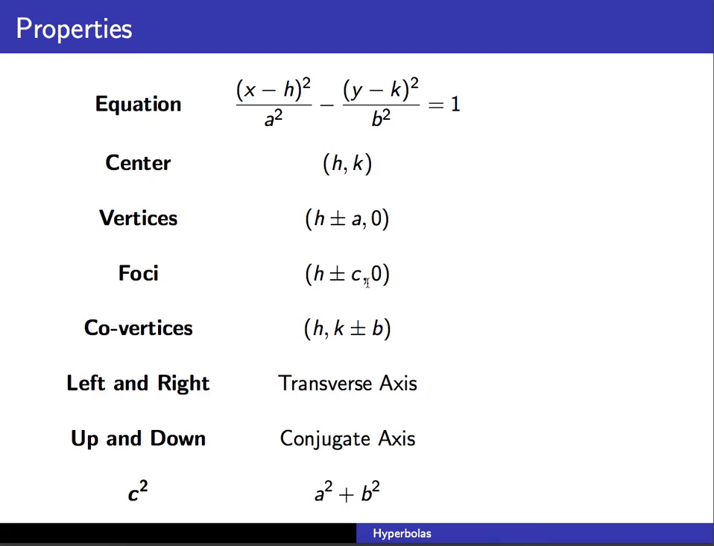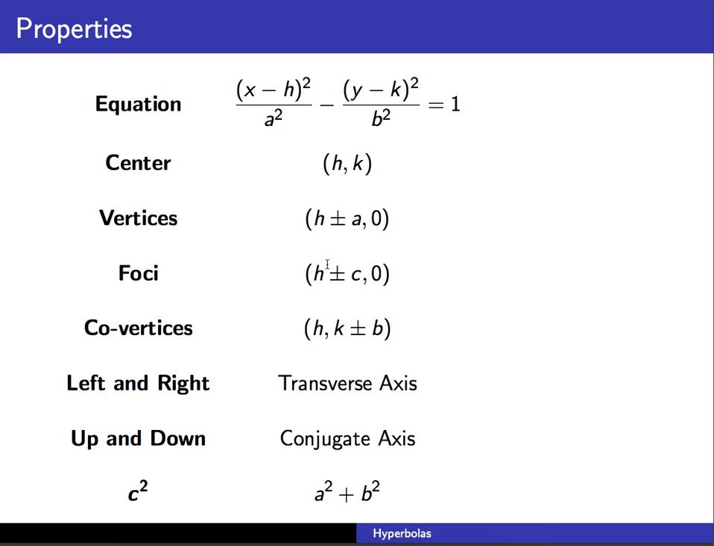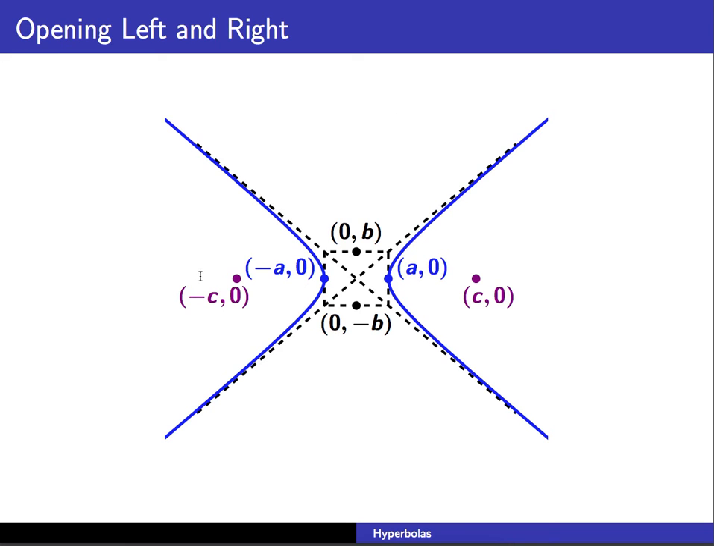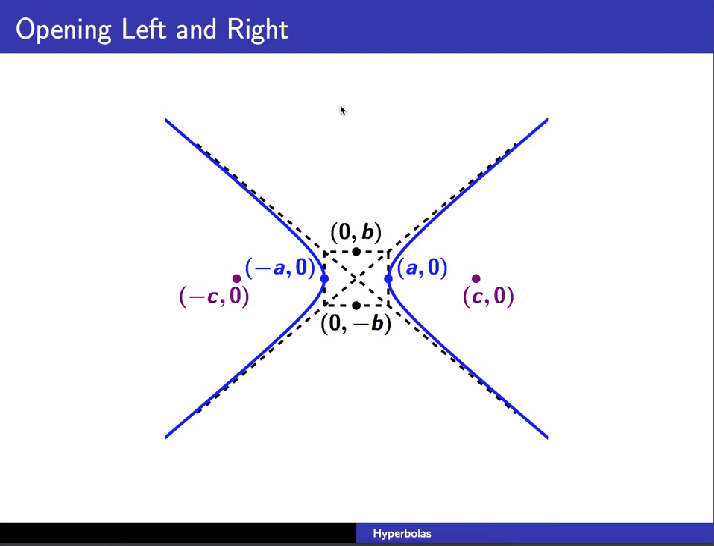Foci still h plus or minus c, so the center, vertices, and foci, those concepts haven't really changed at all. Same with the covertices. We're adding and subtracting b from the y value here for our covertices. So the vertices and covertices help determine the length and width of this rectangle that we'll use to help graph our hyperbola. The axis that's going left and right, the one that contains the foci and the vertices, is called the transverse axis, and then perpendicular to that is the conjugate axis.